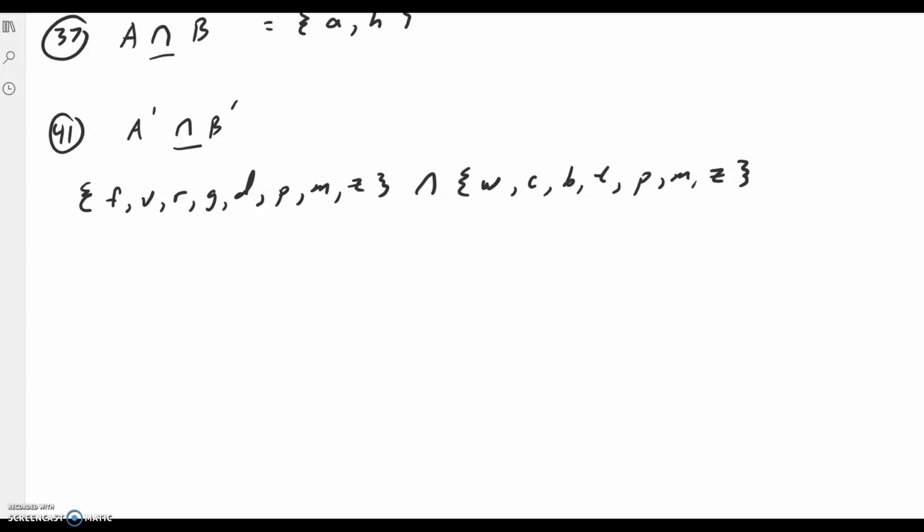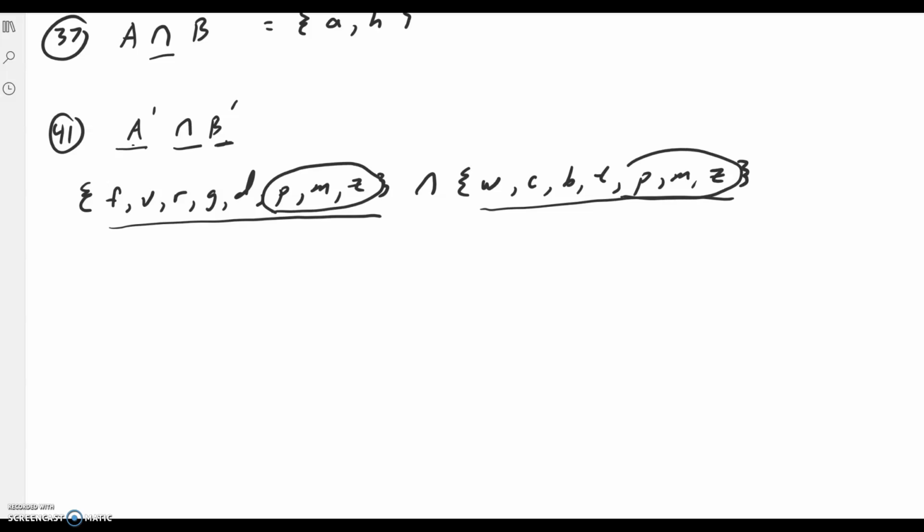Here we want the intersection of two sets. The first set is everything in the universe outside of the set A, and the second is everything in the universe outside the set B. This is called the complement of A and the complement of B. So the intersection of the complements will be the intersection of these letters, which are all outside A, and these letters, which are all outside B. And if you look at this list fairly closely, I think you'll see that the intersection are just these three. And so the intersection, once again, is a set. It's the set P, M, Z.